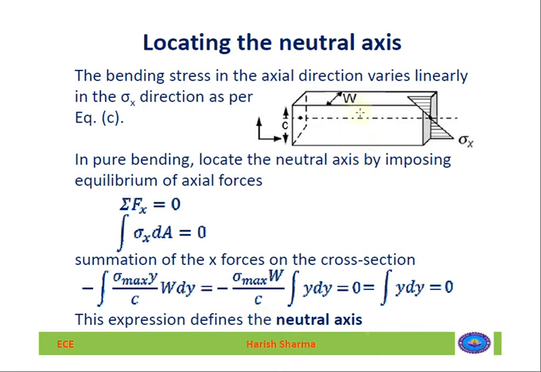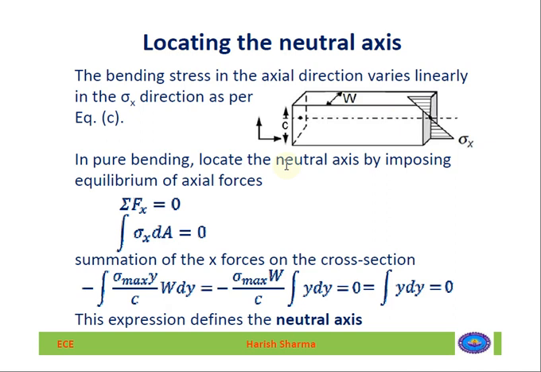In this diagram we can see a rectangular beam where the width is W and the height is C, or we can take H. This is the center line. Above this there is contraction, and below this there is elongation. This is sigma x. Sigma x is negative above this line, and below this line sigma x is positive. The point where sigma x is 0 is the natural axis.